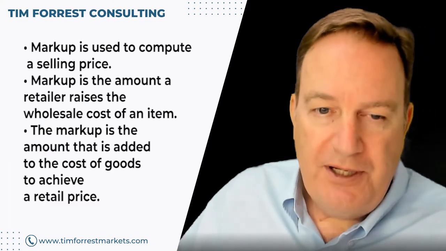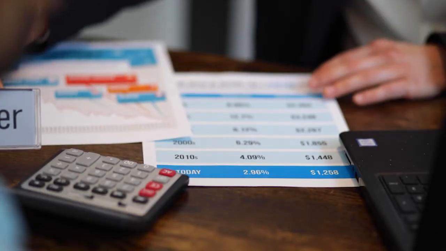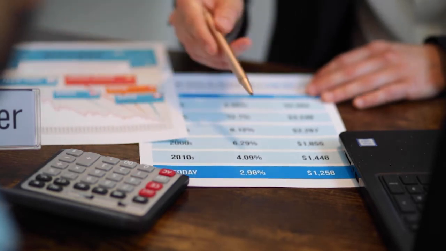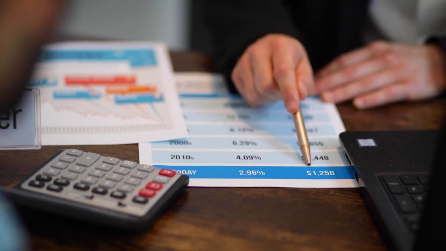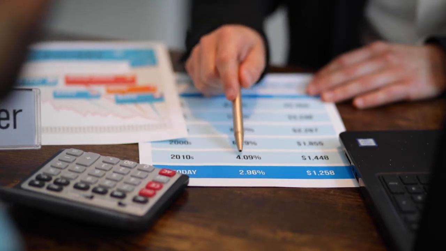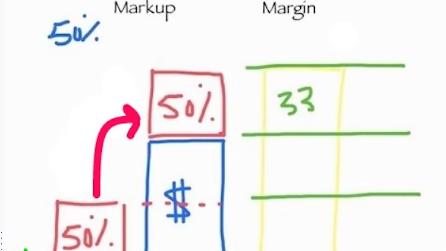Markup is used to compute a selling price. Markup is the amount a retailer raises the wholesale cost of an item. The markup is the amount that is added to the cost of goods to achieve a retail price. So let's look at this example. I've got an item. The product has a cost of $1 and it has a markup of 50 cents, resulting in a selling price of $1.50.